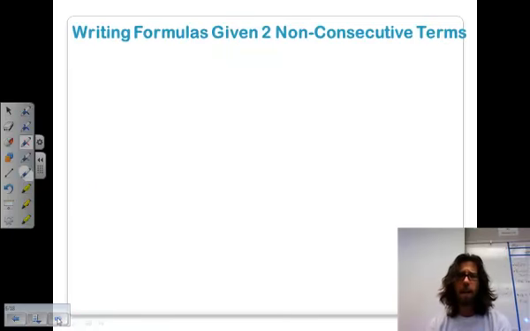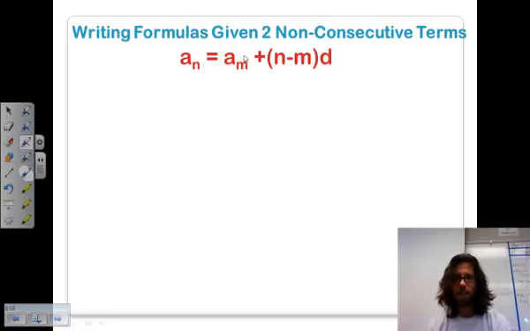Okay. So writing formulas given two non-consecutive terms. This is where it gets a little bit tricky, but I'll walk you through it. So the idea would be that we have something here. This equation basically boils down to, if we work it out here, that we still basically need those two things, D and a sub 0, but since they're non-consecutive terms, we have to be a little more cautious about how we do that.